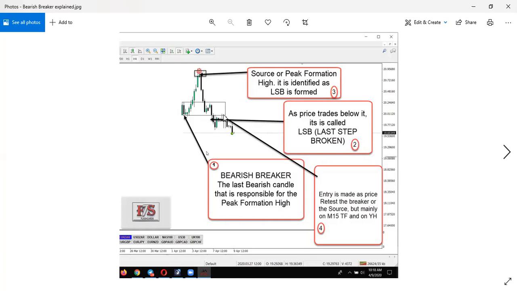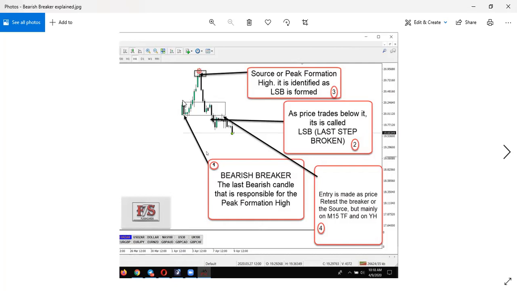And as we identify the LSB, we pick the peak formation high, or the candle that depicts the high, as the source. As LSB occurs, we pick the highest candle or the peak formation high as the source. So this is the breaker, this is the source. The highest candle, it might be bullish, it might be bearish, is called the source.